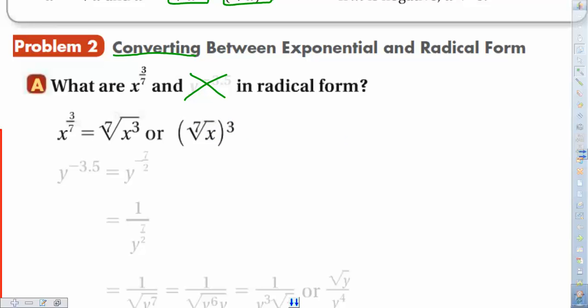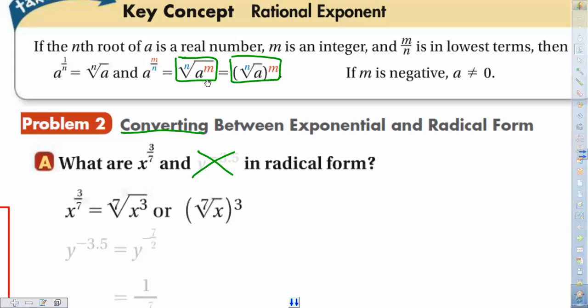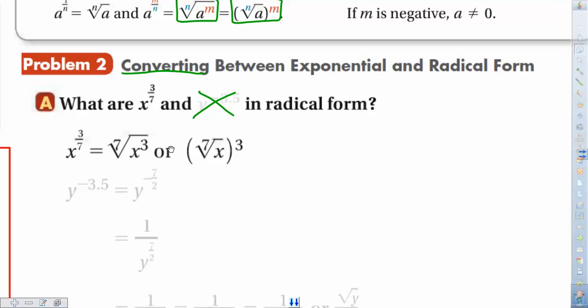Remember, this is exactly what I'm talking about right here. There is no one right answer. I don't care which way you write one of these two. Personally, most of the time I see more students write it like this. I don't know why, I think it's just because they're lazy. They don't want to write the parentheses. I'm with you too. I don't feel like writing the parentheses.